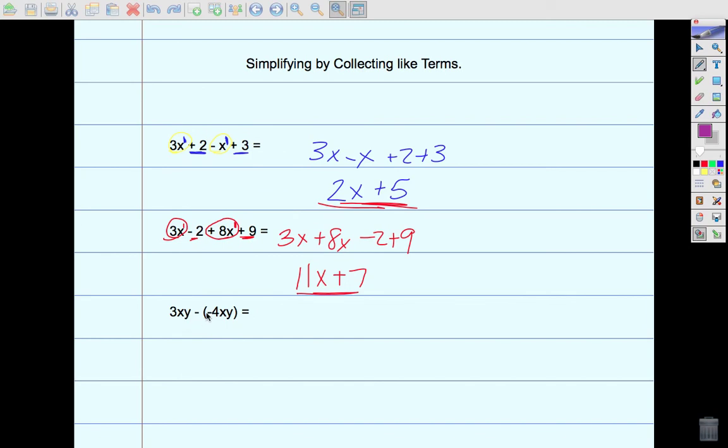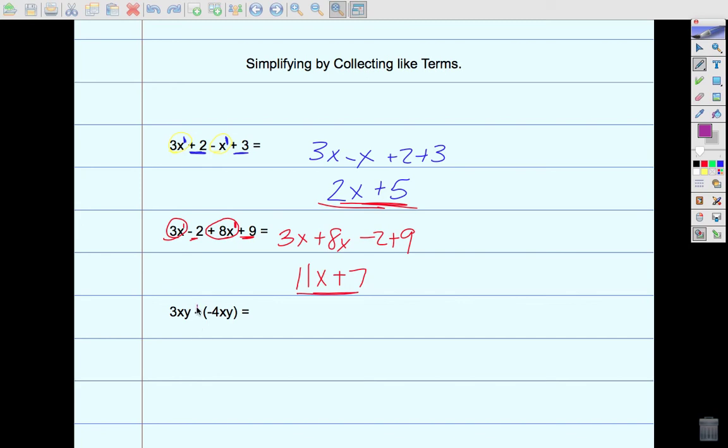And in my last example, use purple instead. I have 3xy minus a negative 4xy. And if I look here, my x is going to be x to the first, y is going to be y to the first, and here I have x to the first, y to the first. So I can just add these together. But it's telling me to subtract.